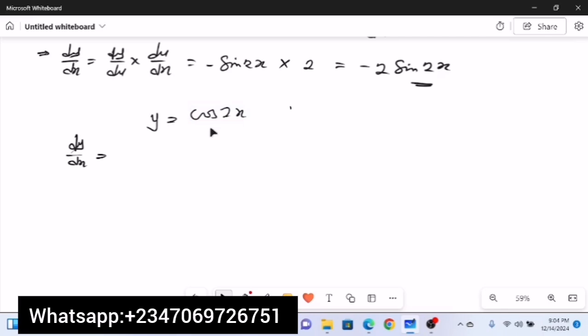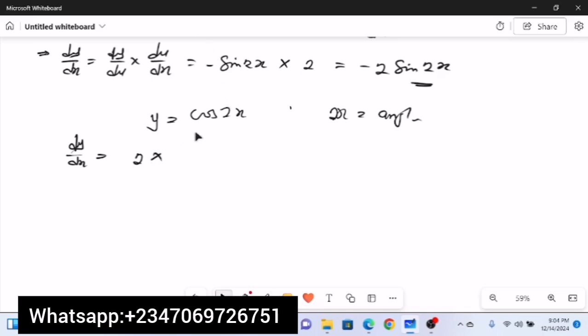In this case now, the angle is what? 2x. What is standing in front of the trig function is the angle. So my angle is simply what? 2x. Okay, that is the angle. Now you differentiate the angle. If I differentiate 2x, what will I have? 2. Use that derivative to multiply the derivative of the trig function.